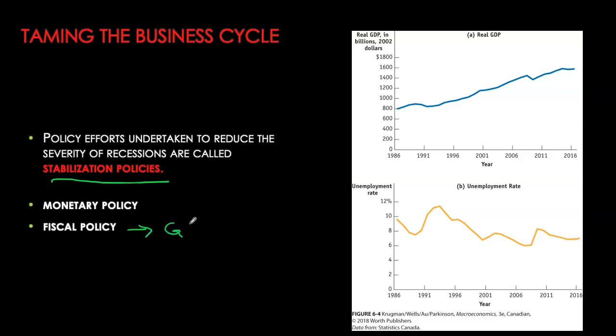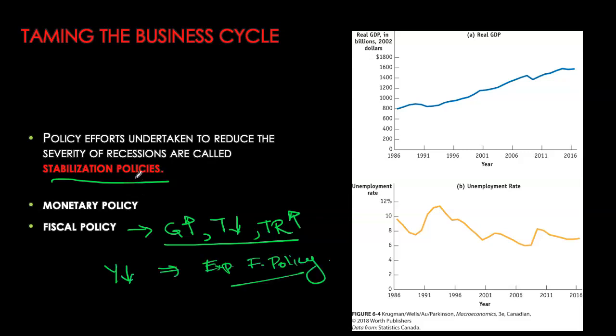This is when you want the government to step in by increasing its government spending, reducing taxes, or increasing social security payments to the public. So this is expansionary fiscal policy, and this is when the economy was tanking. Another, relatively more recent stabilization policy is that of monetary policy.